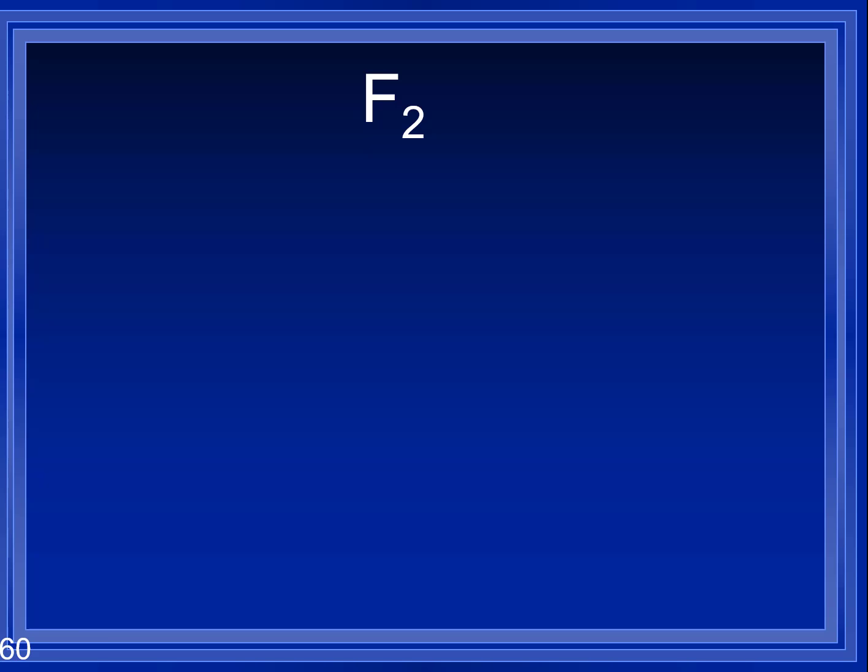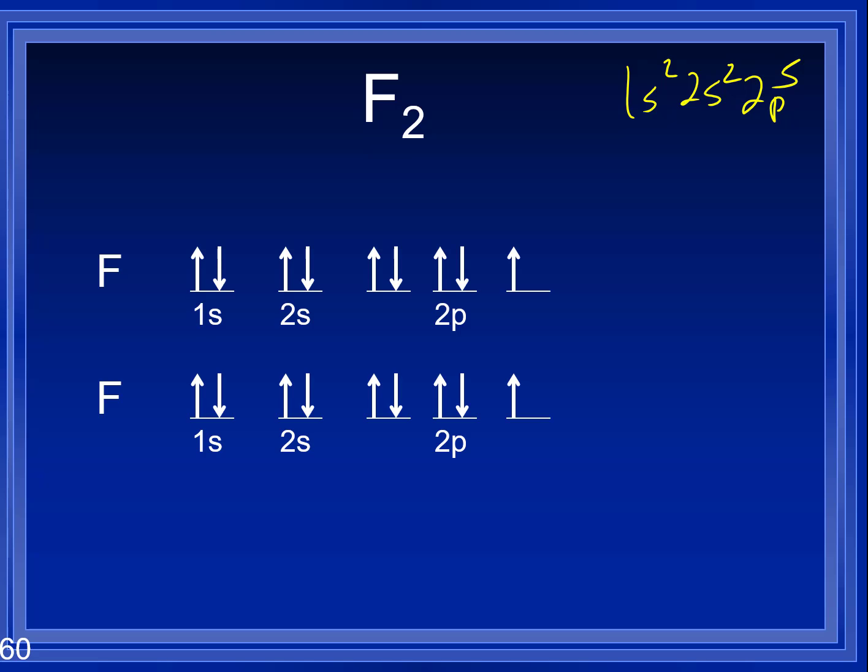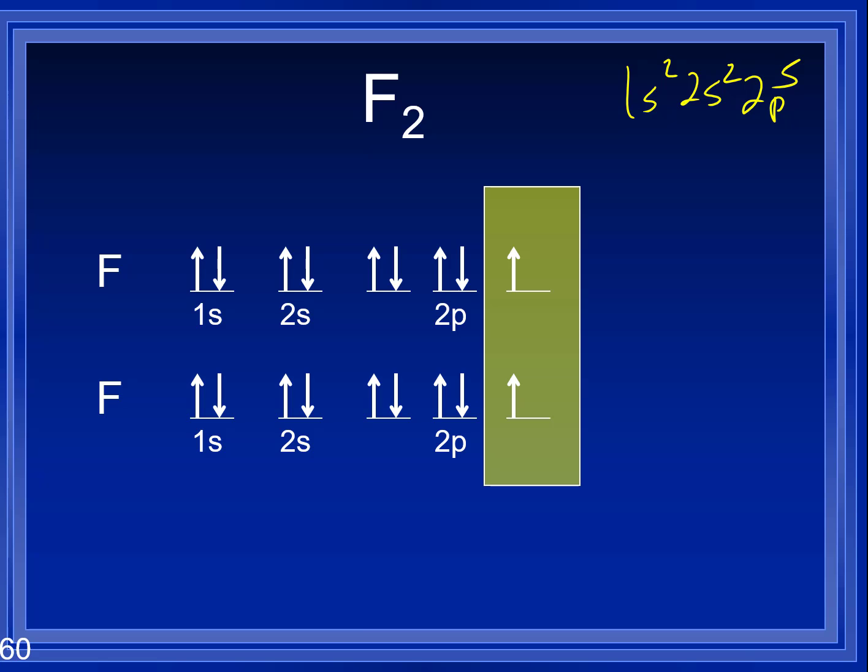Fluorine's one of the diatomic molecules. Well, F is 1s2, 2s2, 2p5. So each F would be, in terms of orbital diagrams, 1s2, 2s2, 2p5. Would everybody see where they're going to be able to share those electrons? Those last two share, and you end up with noble gas configuration for both of them because they both get to count each other's electrons.